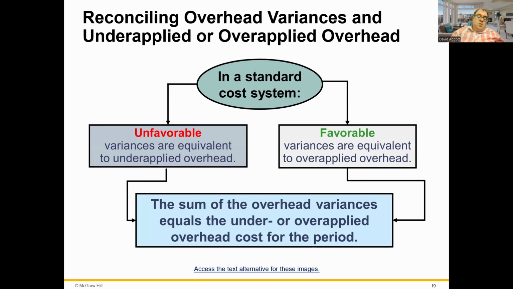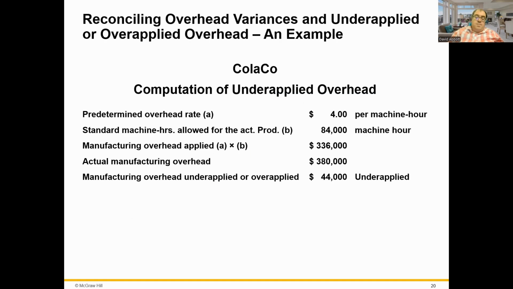And then Colaco reconciling overhead variances and underapplied or overapplied overhead. In a standard cost system, the sum of the overhead variances equals the underapplied or overapplied overhead costs for the period. This slide shows Colaco's underapplied or overapplied overhead computed. The manufacturing overhead is 44,000 underapplied.